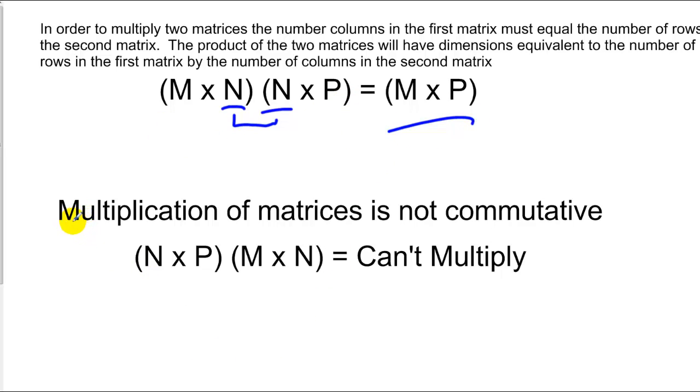The answer is rows first, columns second. And multiplication is not commutative within matrices. You can see this because if I were to switch the order of these two matrices above, it doesn't satisfy the condition given in the previous statement.